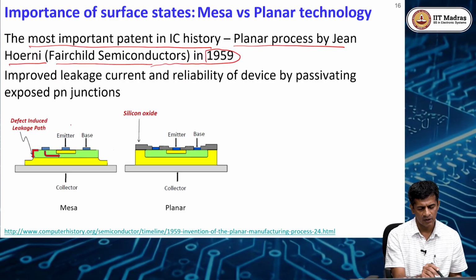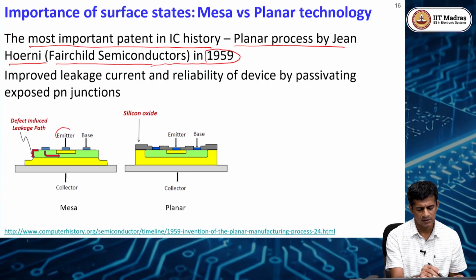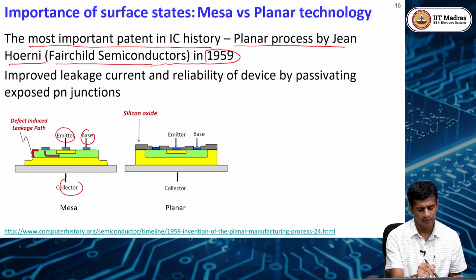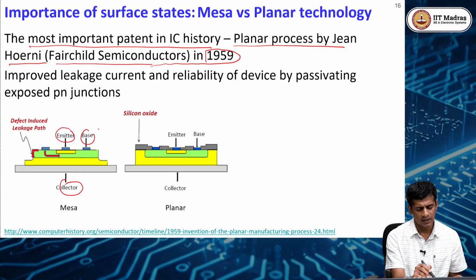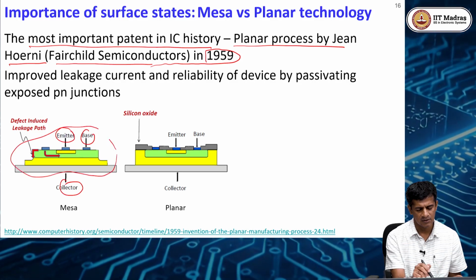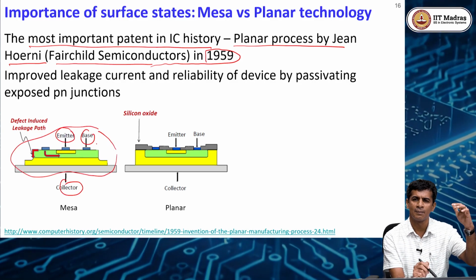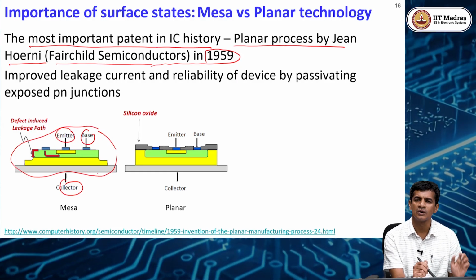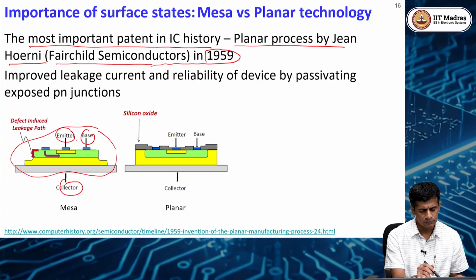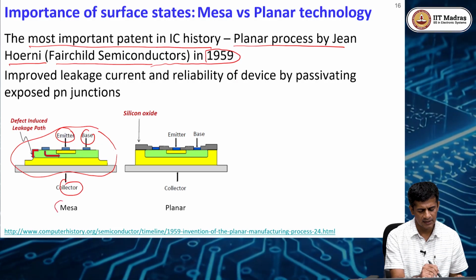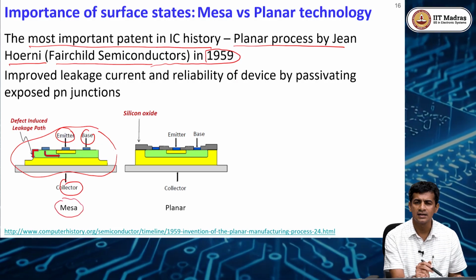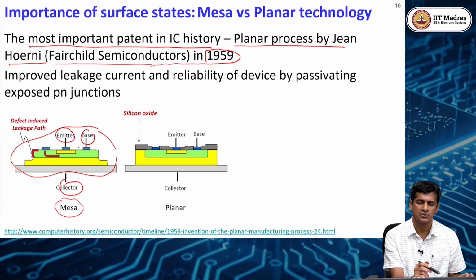There used to be bipolar junction transistors. There is an emitter, a base, and a collector terminal. They used to make these transistors in what is known as a mesa structure. A mesa is something like a small plateau, so it looks like a plateau here. The mesa transistor had high leakage currents and various reliability issues.